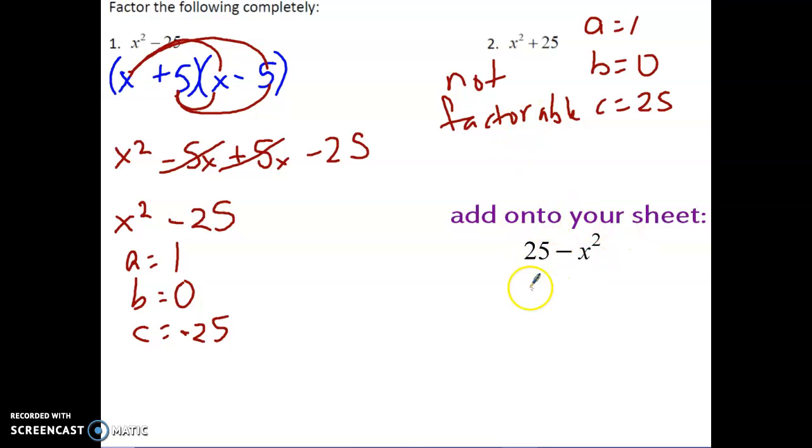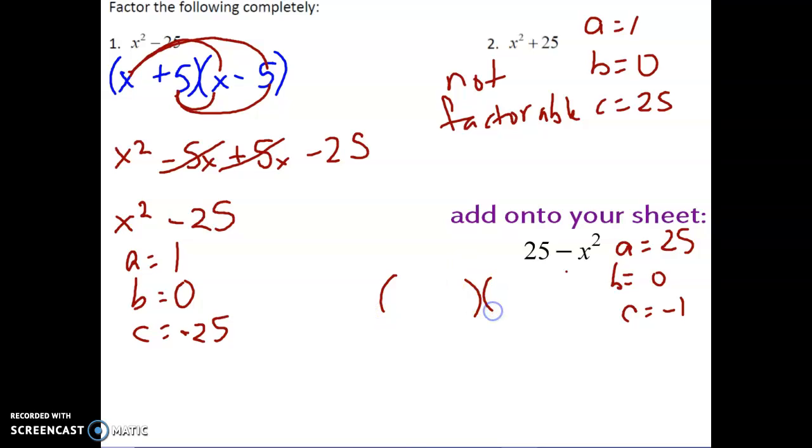Okay, there are some like this in Delta Math, so I need you guys to add this one onto your green notebook paper. We have 25 minus x squared. And so what we're going to need to do, that's a squared, right? A is a perfect square number, B is 0, and C is the opposite of a perfect square number. It's just that this time the variable is at the end instead of at the beginning where it normally is. But that really doesn't change anything.